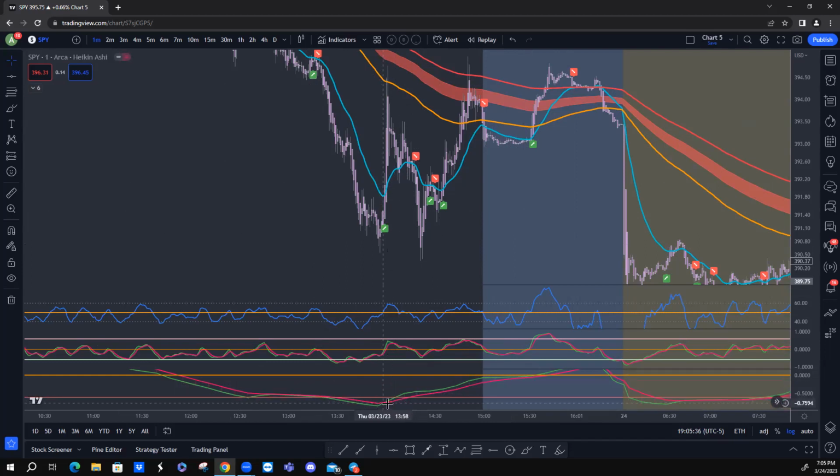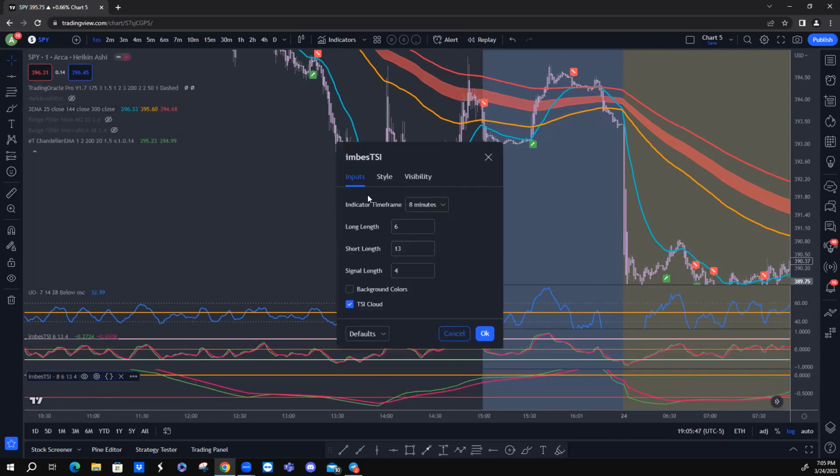And what was that bottom indicator again? It was the TSI, the same one I have here. Oh, okay. Yeah, the TSI by Imbus. And the settings are 6, 13, and 4, but I changed the time frame here to 8 minutes. Gotcha. Okay. Yeah. Thank you.